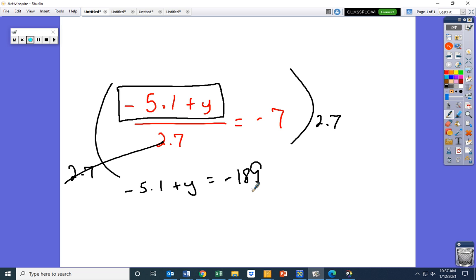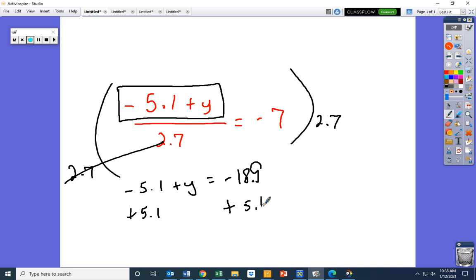Does that make sense how we solved that one? We haven't finished it. So no, it doesn't make sense how we solved that. So right here, what's over here with this y that I need to get rid of? The minus 5.1. So how do I get rid of minus 5.1? You add 5.1 here and you add, that's very, very good.